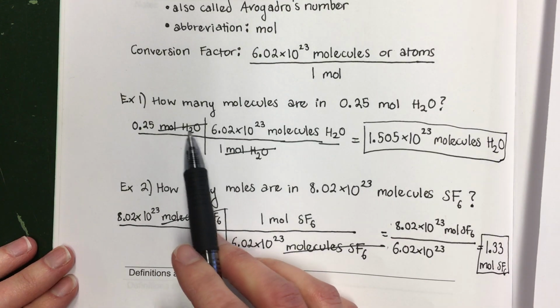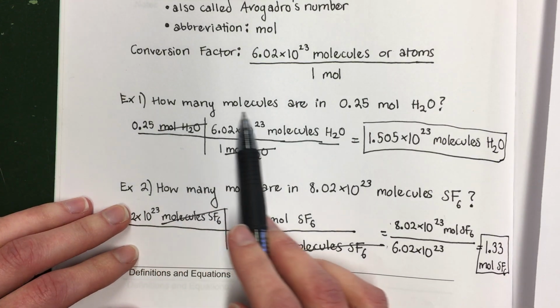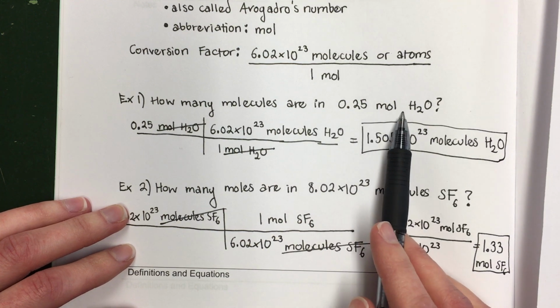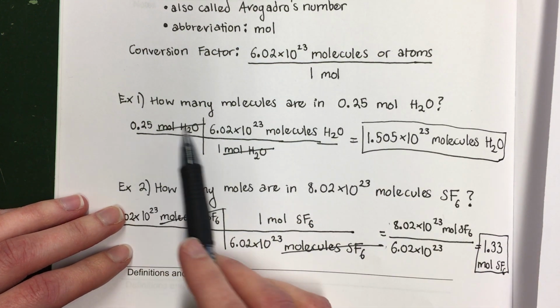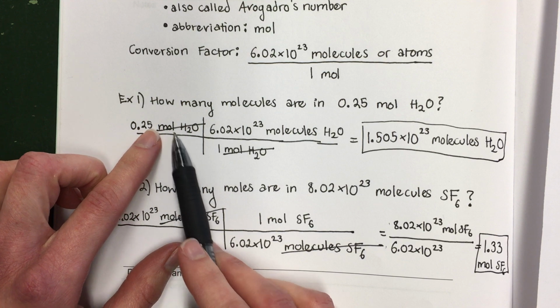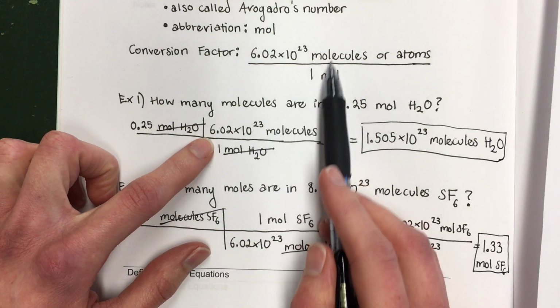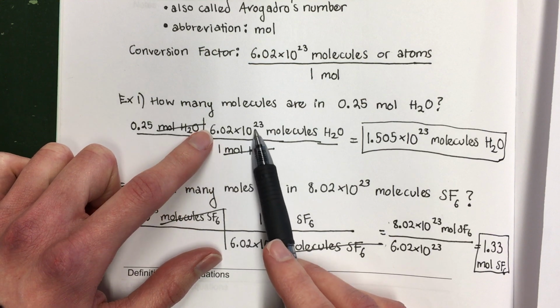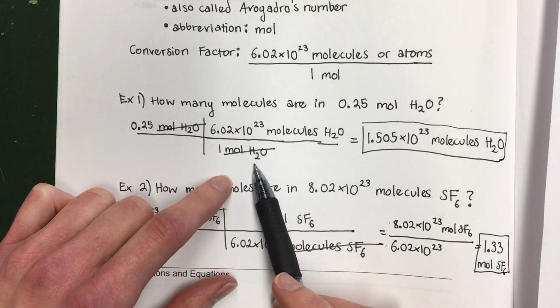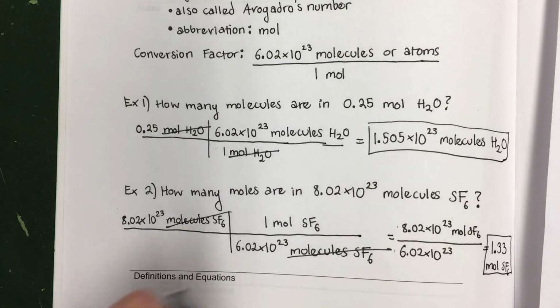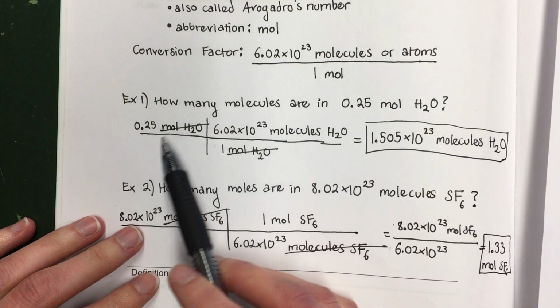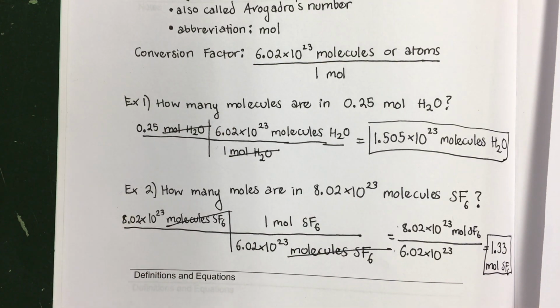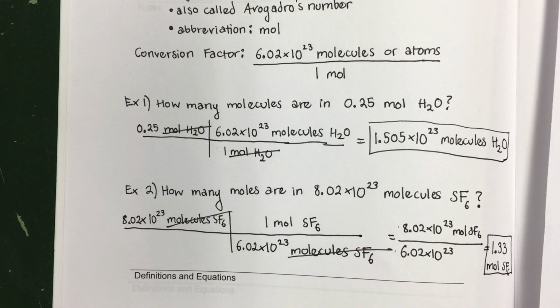So in this problem, for example, it says how many molecules are in 0.25 moles of H2O. So we put the 0.25 in the top left, and then we use Avogadro's number as a conversion factor with moles on the bottom, because 6.02 times 10 to the 23rd molecules is equal to 1 mole. And then moles cross out, and then we just multiply across the top to get molecules. Okay, so that's Avogadro's number.